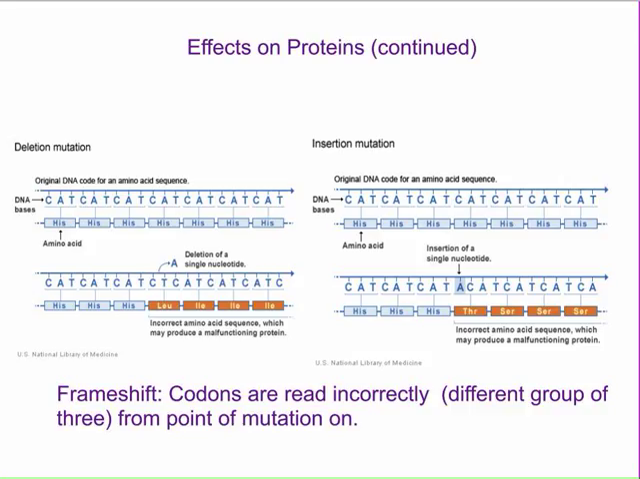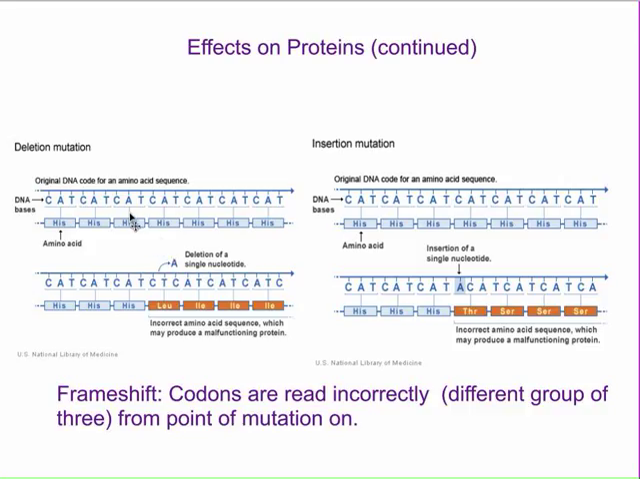Deletion and insertion can have very drastic effects, especially depending on where in the DNA it happened. So if it happens kind of at the end of the chain, it's really only going to affect the very last amino acid. But the earlier on in the gene, in the DNA sequence that it happens, the more of an effect it'll have on the rest of the chain.